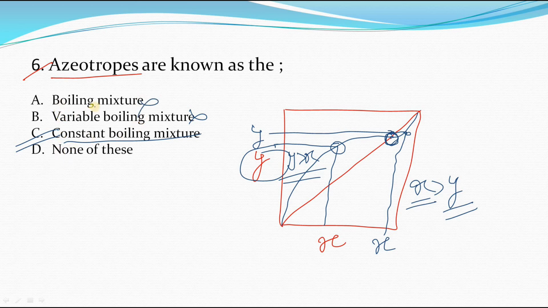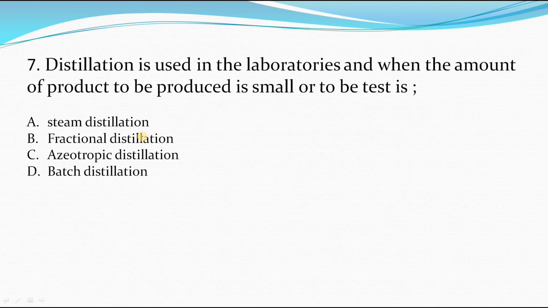Okay, the variable boiling mixture is not a proper statement. That's why the answer C, constant boiling mixture, is the right answer. Now the seventh one: distillation is used in laboratories when the product to be produced is small or to be tested. So which distillation do we use? Steam distillation? No, steam distillation's applications are different. Fractional distillation is used on a macro or high scale.